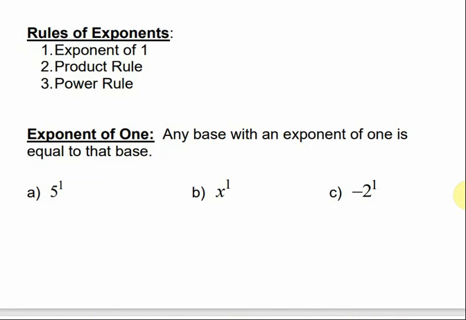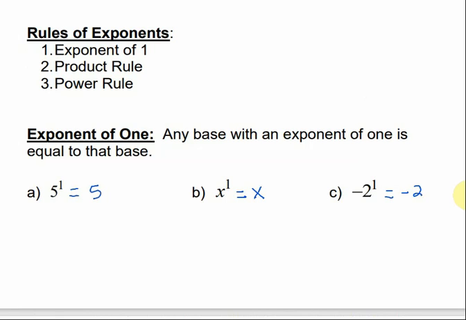With the exponent of 1 rule, it states that any base with an exponent of 1 is equal to that base. So, for example, in A, we have 5 to the 1 power. Well, that would just be equal to 5. X to the 1 power is just x. -2 to the 1 power is -2.